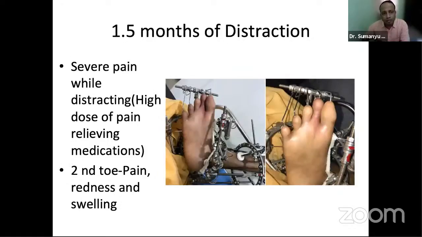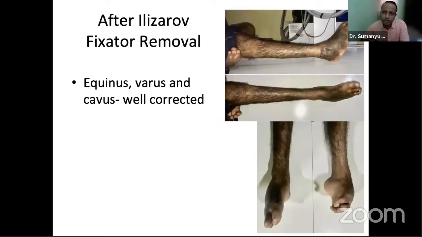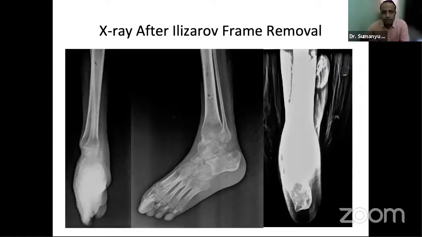After 1.5 months of distraction, he suddenly presented with severe pain in the foot, which was not subsiding with high-dose pain-relieving medication. Also the second toe was red and tender, and there were signs of infection. He asked to remove the frame, so I decided to remove the frame. We removed it, and we found that equinus, cavus, and varus were very well corrected, and the remaining forefoot supination is there and a little bit of equinus, but no cavus. So this is the X-ray after removal.